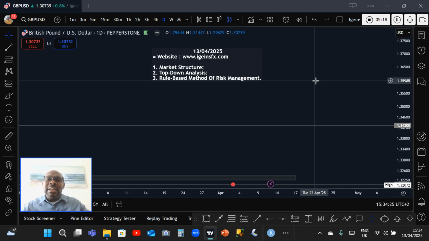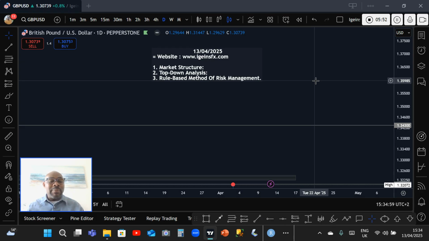That is rule-based method of risk management. If yours is 20 pips, 30 pips, 40 pips, you set it. If it is 20 pips, anytime you want to take a trade, your stop loss must not be more than that 20 pips. That is how to set predefined rules for your risk management.